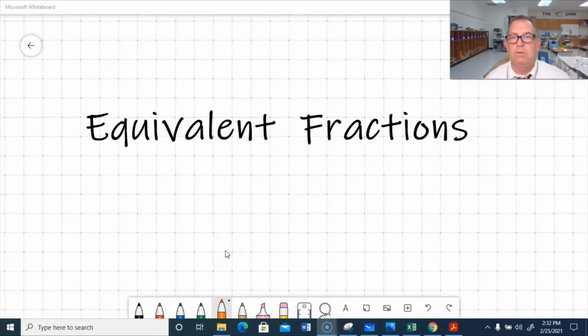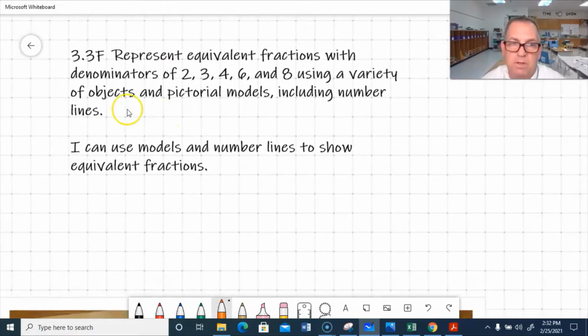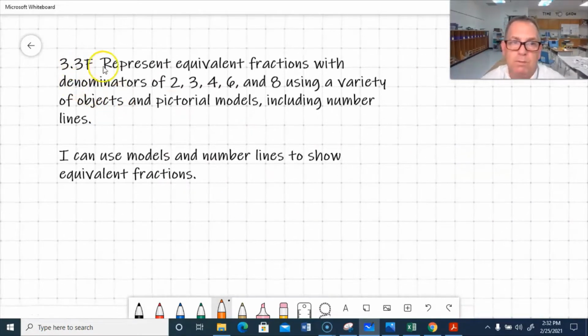We're going to be talking about equivalent fractions again today. And the specific skill we're going to talk about is 3.3f, and that's represent equivalent fractions with denominators of 2, 3, 4, 6, and 8, using a variety of objects and pictorial models, including number lines. And by the end of the lesson, you should be able to say, I can use models and number lines to show equivalent fractions.